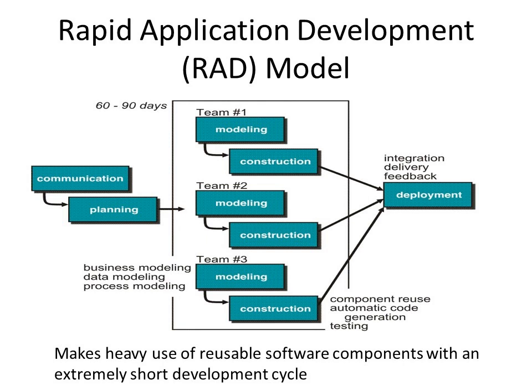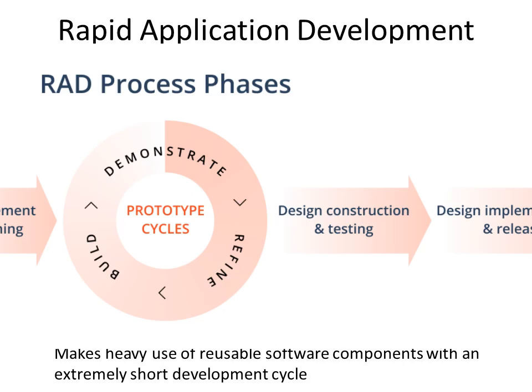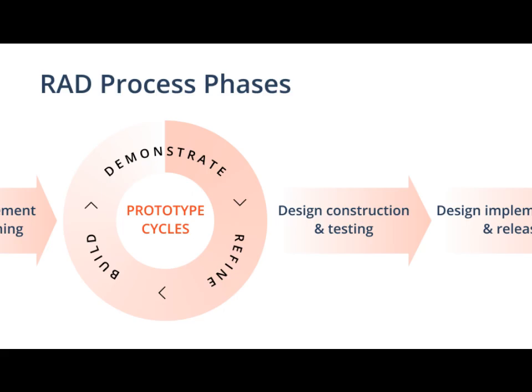The RAD model consists of different phases such as communication, planning, modeling and construction, and deployment. We know communication is to understand the problem, and planning. During the planning stage, the manager decides on multiple software teams to work in parallel on different systems for rapid application development. In the RAD approach, the modeling phase can be business modeling, data modeling, or process modeling.